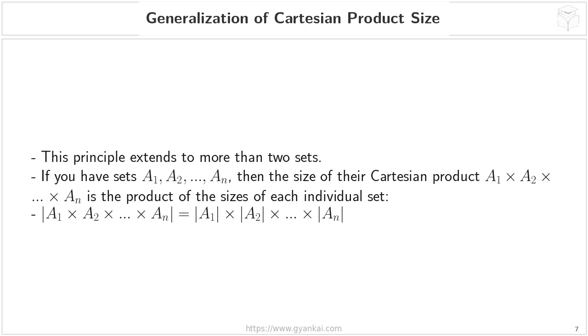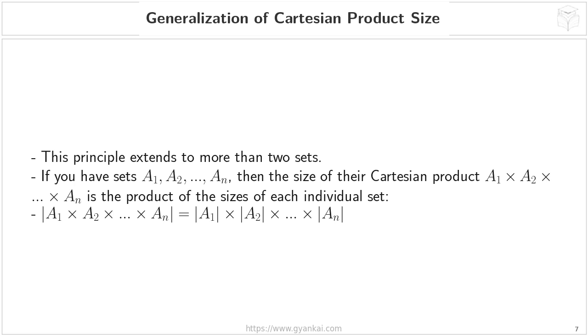The formula shown here, the absolute value of A1 cross A2 cross ... cross An equals the absolute value of A1 times the absolute value of A2 times ... times the absolute value of An, essentially means this. The number of ordered n-tuples, that's just a list of n elements, like an ordered list, in the Cartesian product of these n sets is equal to the product of the number of elements in each set.